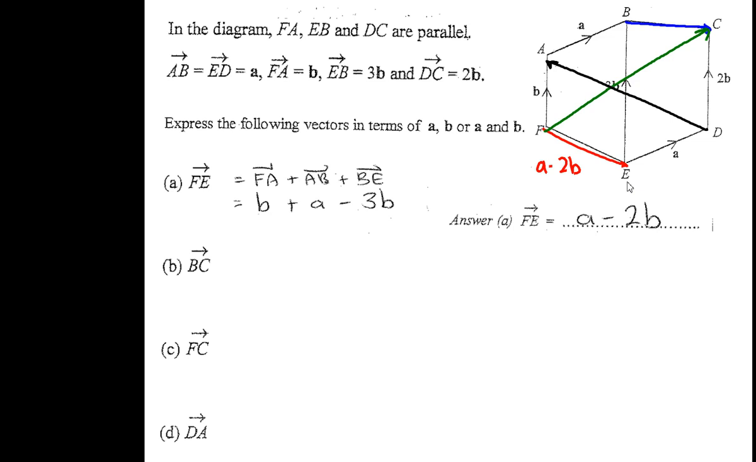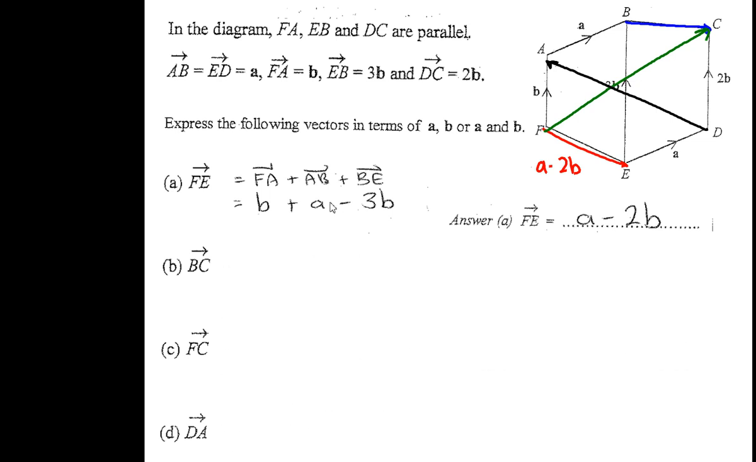So I'm going to use that pathway. I'm going to use FA plus AB plus BE. See, FA plus AB plus BE is the same as going from F to E. So AB plus A minus 3B, so that's 3B. Because you're going against the arrow, it's minus 3B. So B plus A minus 3B, so B equals just B. So B minus 3B is negative 2B, and A is just the same as A.